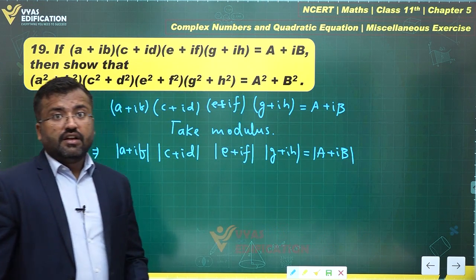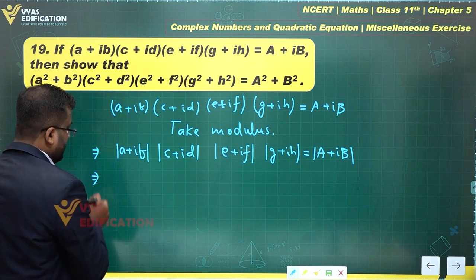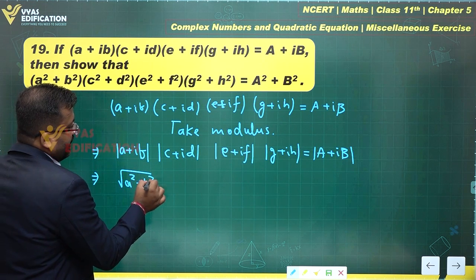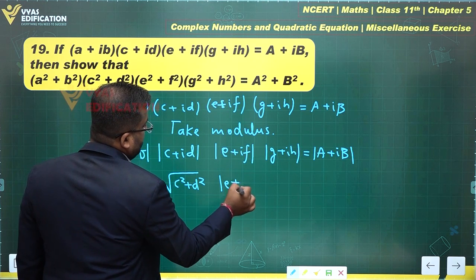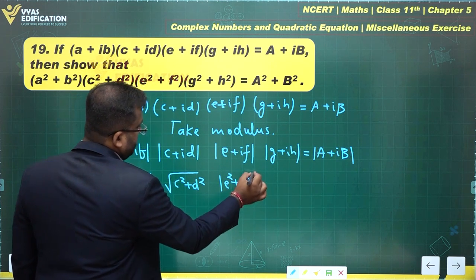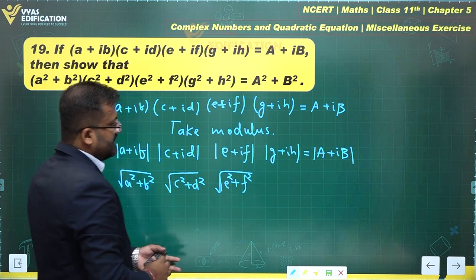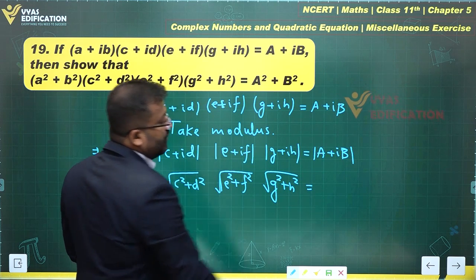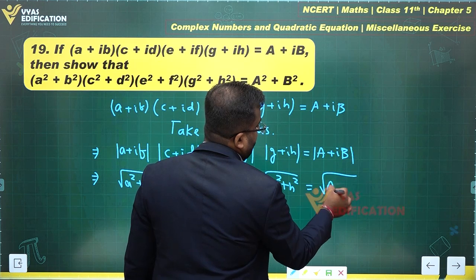Okay. And now find the modulus of this. That is, modulus of this would be under root of A square plus B square, under root of C square plus D square, under root of E square plus F square, under root of G square plus H square, which is equal to, on the right hand side, again under root of A square plus B square.